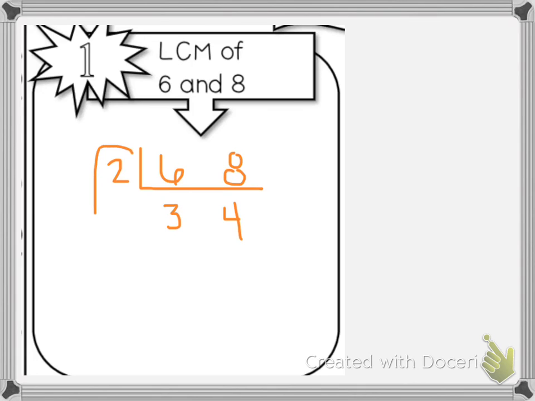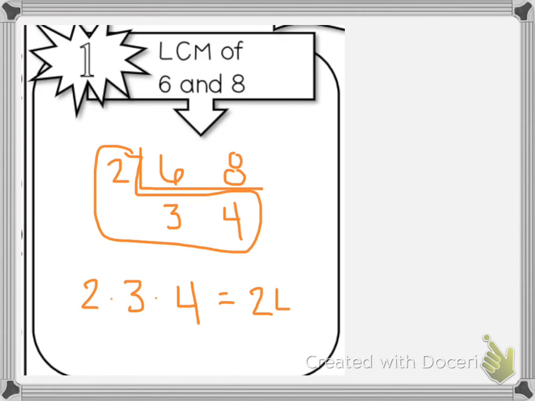So this is what I'm going to multiply together. 2 times 3 times 4. 2 times 3 is 6, times 4 is 24. The least common multiple of 6 and 8 is 24.